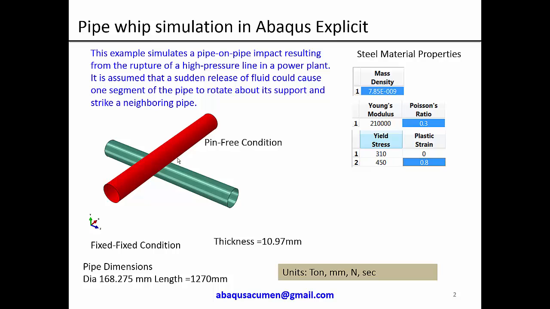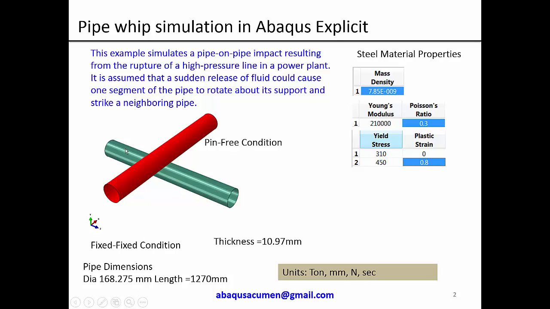The example simulates a pipe on pipe impact resulting from a rupture of a high pressure line in a power plant. It is assumed that sudden release of the fluid could cause one segment of pipe to rotate about a support and strike a neighboring pipe. The red color is the pipe where there is a sudden release of fluid, and its one end will be a pin condition, the other free. About that pin location, the support condition, it is going to rotate. The rotational velocity is 75 radians per second. With that velocity, it's going to hit the bottom pipe where both ends are fixed.